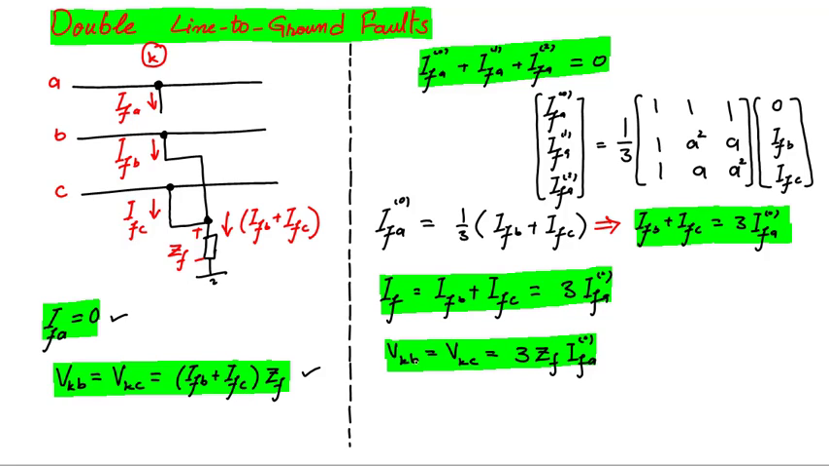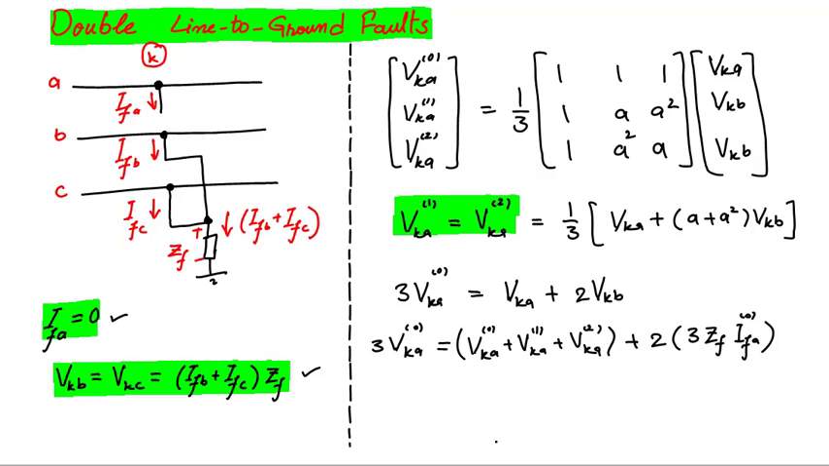Here we have written that VKB is equal to 3 times ZF IFA zero sequence. Let's substitute this value in place of VKB. Now collecting zero sequence terms on one side of the equation and substituting VKA positive sequence equal to VKA negative sequence that we have seen over here, this will become phase A positive sequence voltage is equal to phase A zero sequence voltage minus 3 ZF IFA zero sequence.